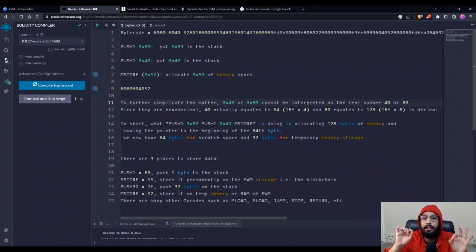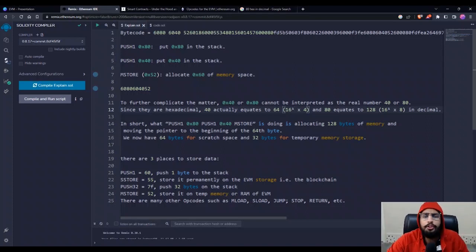It is not 40 or 80. This is a hexadecimal format, and 0x40 actually stands for 64, that is 16 into 4, and 0x80 actually equates to 128 in the hexadecimal format. So 0x80 is not 80, it is in a hexadecimal format. It computes to 128 in the decimal format.